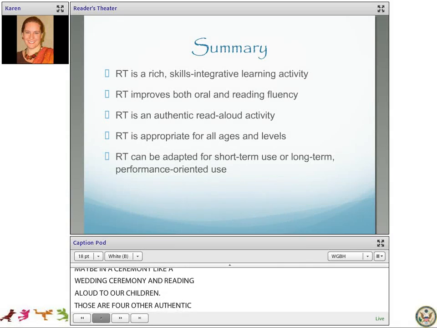Fourthly, it's appropriate for all ages and levels, and of course that all depends on us, the teachers, to provide the appropriate amount of scaffolding and to choose texts that are appropriate for our learners, both in terms of the topic and the reading level. And finally, reader's theater can be adapted in all kinds of ways to fit your classroom setting. So it can be a short-term activity, it could be a longer-term project, it could be very performance-oriented or less performance-oriented.